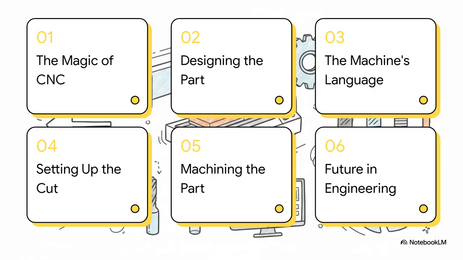So, here's our roadmap for today's journey. First, the magic of CNC. Second, designing the part. Third, the machine's language. Fourth, setting up the cut. Fifth, machining the part. And finally, number 6, your future in engineering.